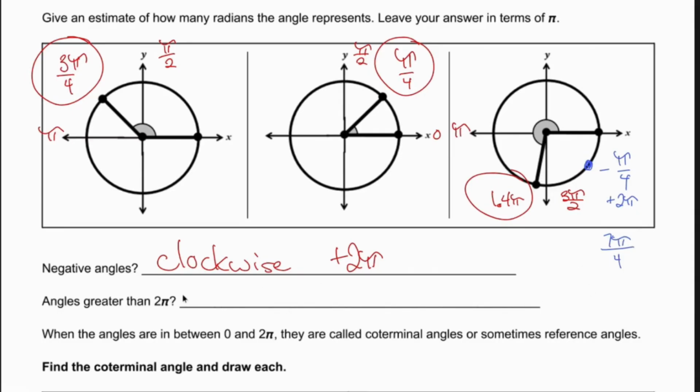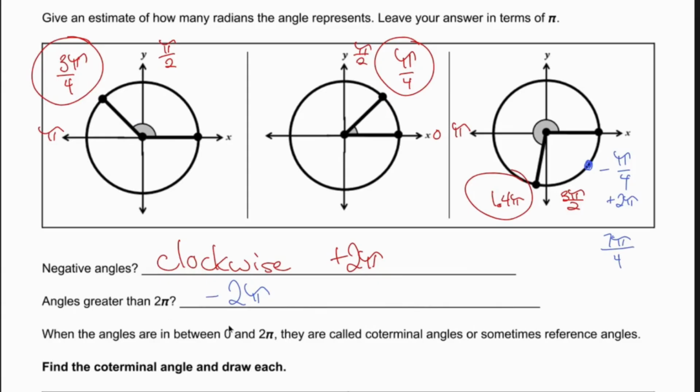Angles greater than 2 pi, look, that just means you spun around. So if I spin around to 3 pi over 4, cool. If I go another 2 pi, I land in the same exact spot. So 3 pi over 4 and 11 pi over 4 are the same thing. So if that happens, you just need to subtract 2 pi to get what you want.